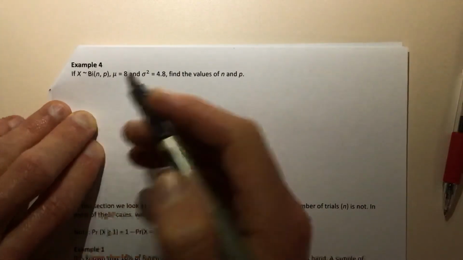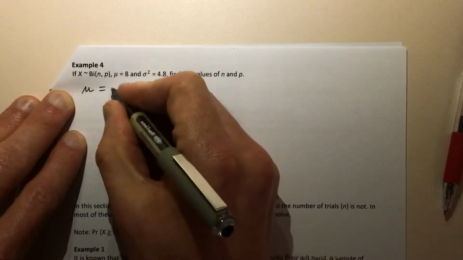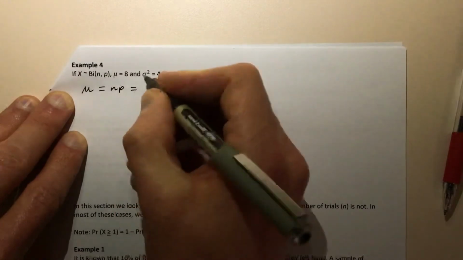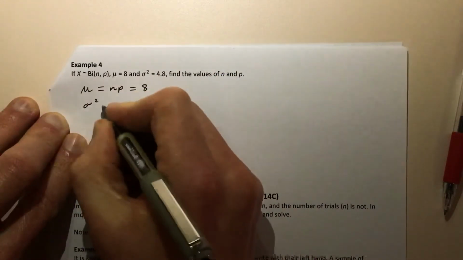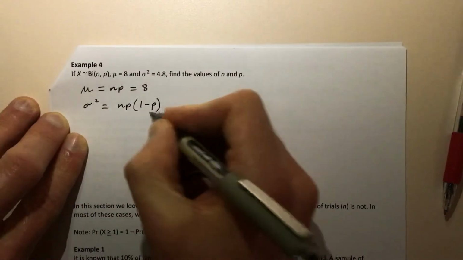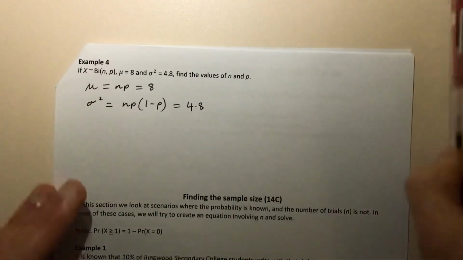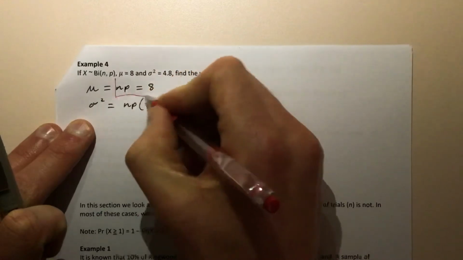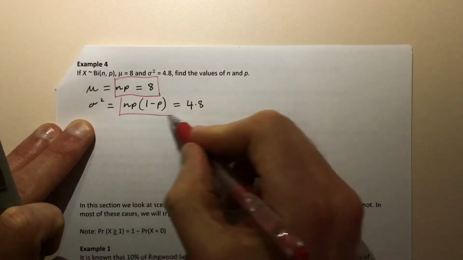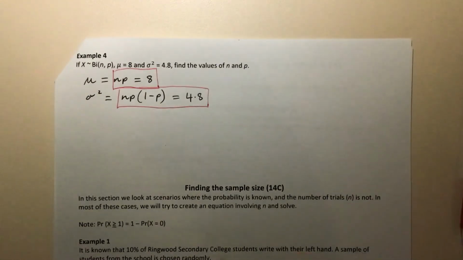So what we can do here is say, okay, well, if we already know these values, we can just substitute them into our formula. The mean is normally just n times p, and we're being told that that equals 8. And then the variance is normally equal to n times p times 1 minus p, and the question's telling us that equals 4.8. And by writing that out, we actually get two simultaneous equations with two unknowns, n and p, and we can just try to solve those equations.